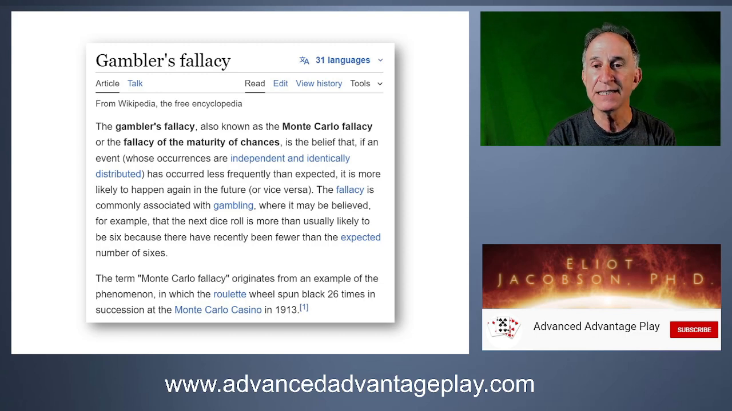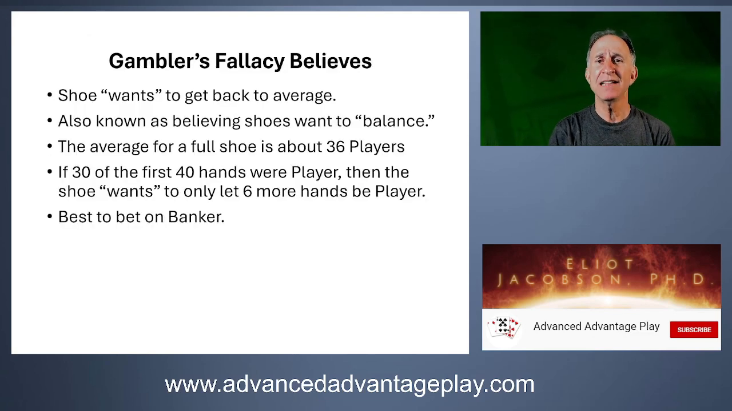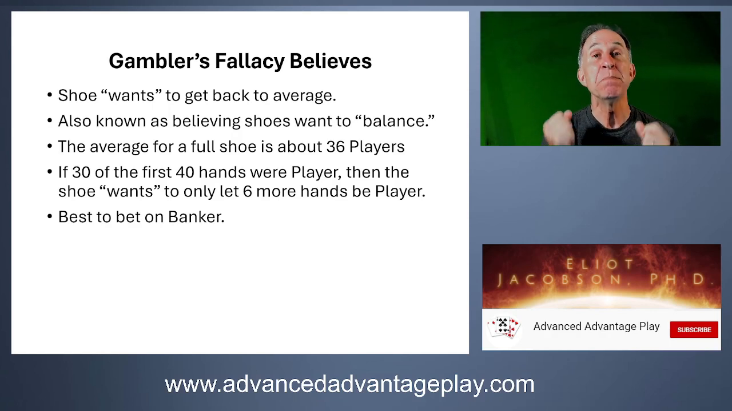So the gambler's fallacy is the belief that if an event has occurred less frequently than expected, it's more likely to happen in the future. If an event has occurred more than expected, it's less likely. So the gambler's fallacy believes that the shoe wants to get back to average. This is also known as believing the shoe wants to balance. The average for a full shoe is about 36 players. So if the first 30 of those 40 hands were player, then the shoe wants to only let 6 more hands be player. Best to bet on banker, right? So that's the idea here.